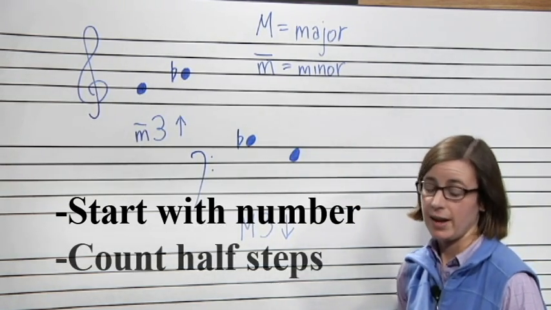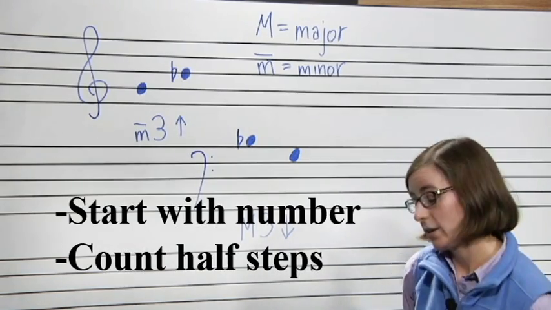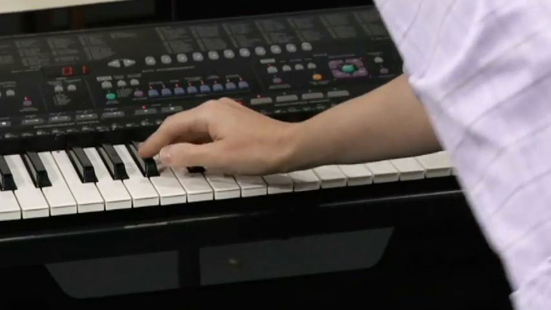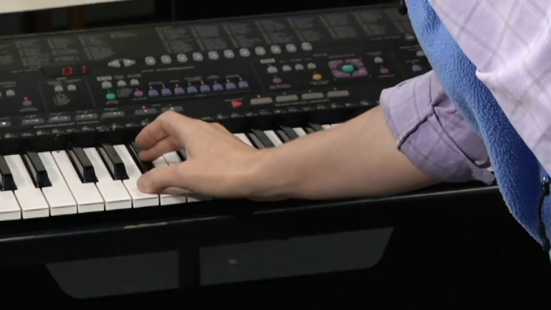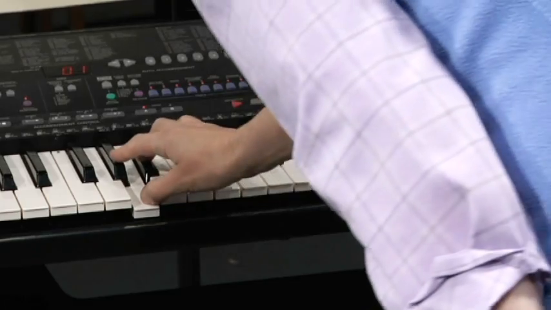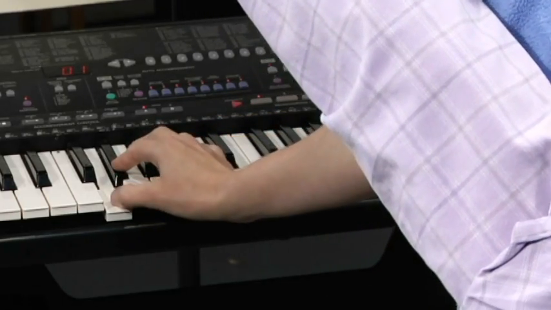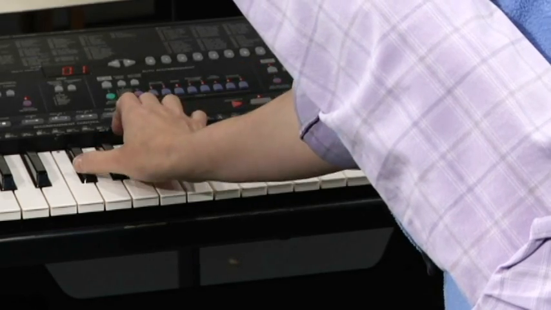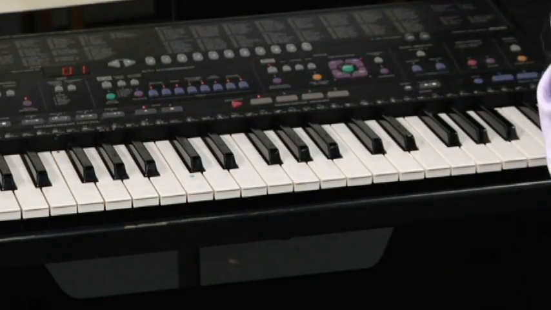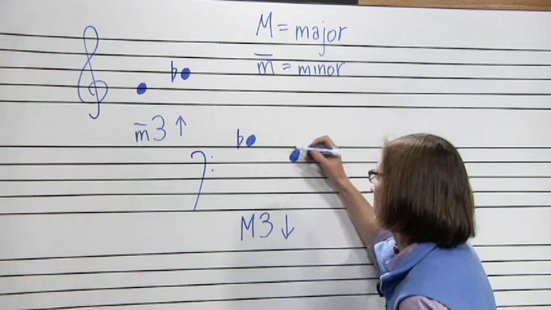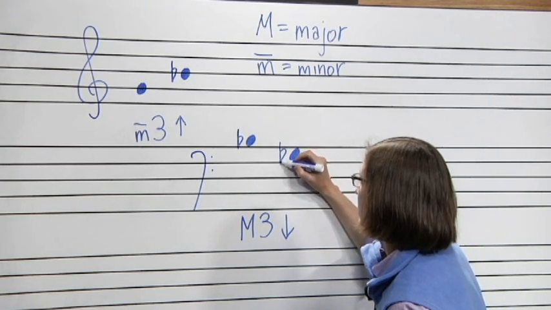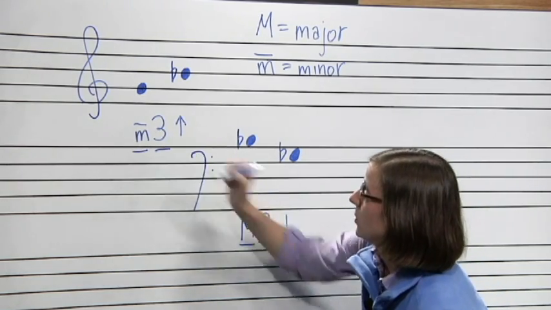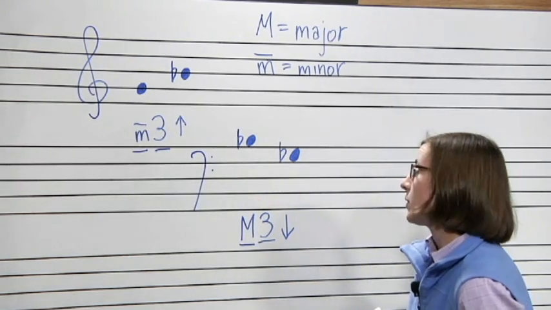And then I have to think about my half steps. So I'll go over to the piano and find where those are. So here's my B flat right here. And I go down 1 half step, 1, 2, 3, 4. So if I want a major third, I'm going to have to flat that G to get that major third. Okay, so you can think about both pieces of information when you write your intervals.